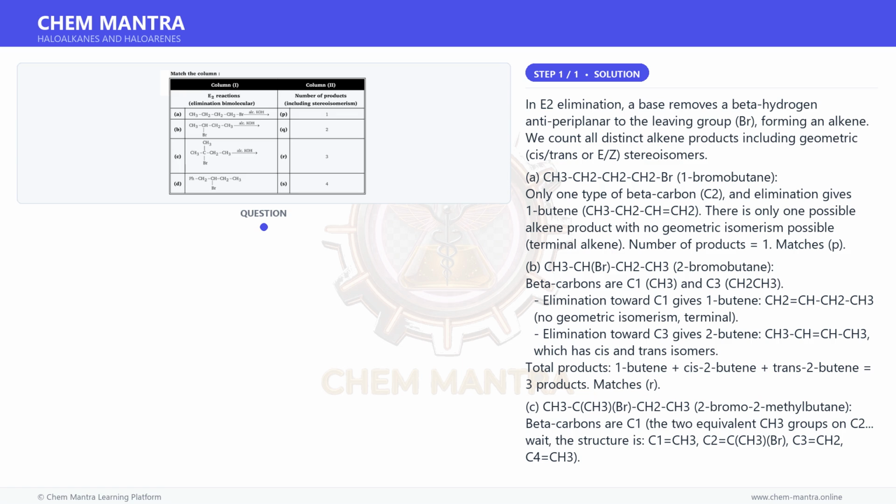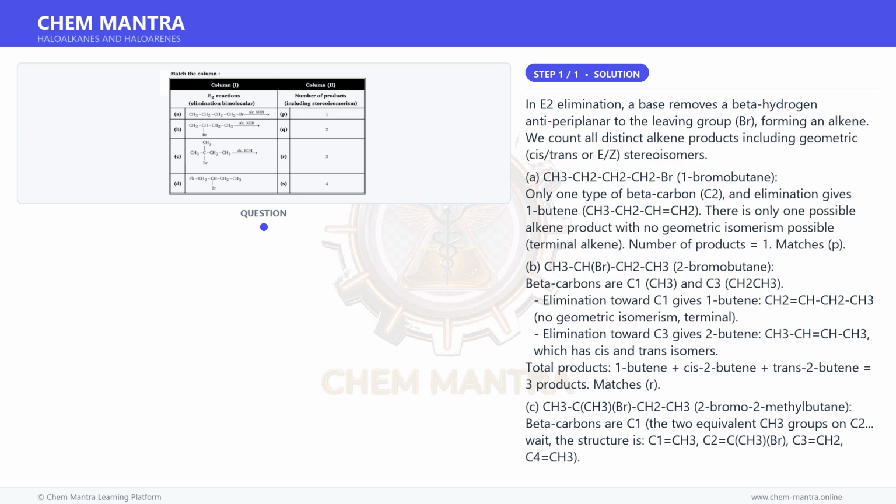Matches R. C. CH3CBr(CH3)CH2CH3, 2-bromo-2-methylbutane. Beta carbons are C1, the 2 equivalent CH3 groups on C2. Wait, the structure is C1 is CH3, C2 is C, CH3, Br, C3 is CH2, C4 is CH3. Actually the molecule is 2-bromo-2-methylbutane, CH3CBr(CH3)CH2CH3.